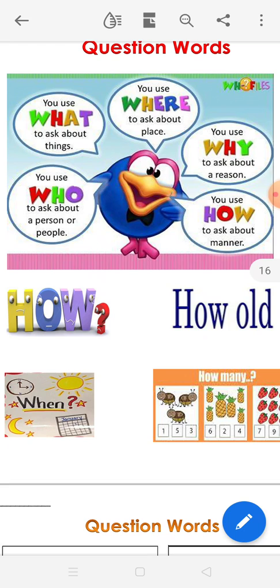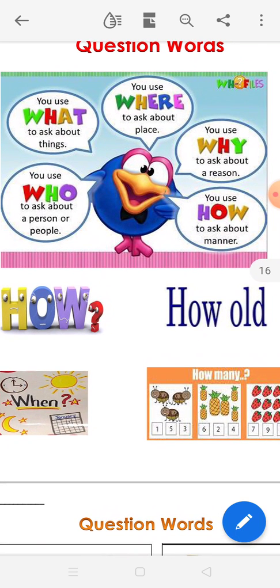How is used to ask about steps or instructions. Perfect. Like, how do you wash your hands? How do you make muffins? How do you wash your face? Excellent, boys and girls.